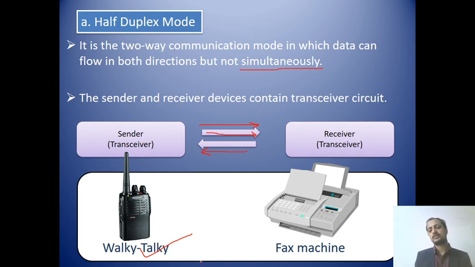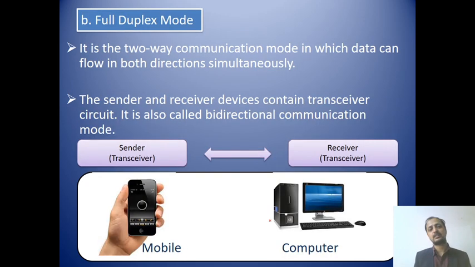Another one is the fax machine. This is a very old technology. The fax machine also behaves in half duplex mode. In the transmission between two fax machines, one can send a fax to the other, but while it is sending the fax, it cannot receive, and while it is receiving the fax, it cannot send. So that is a very simple idea of half duplex.